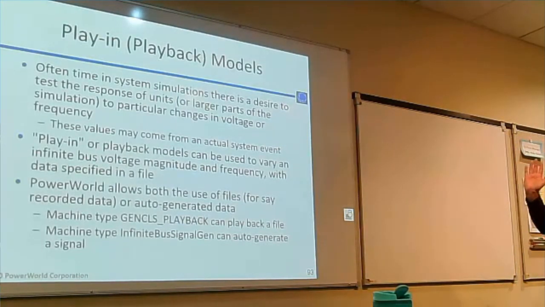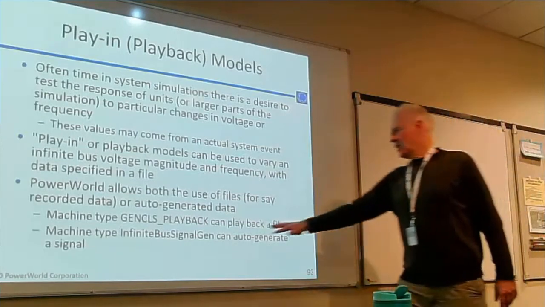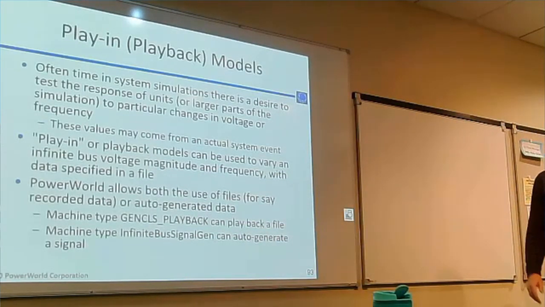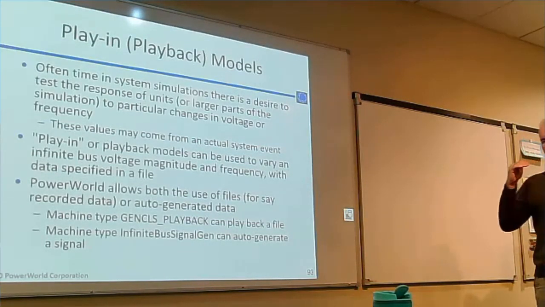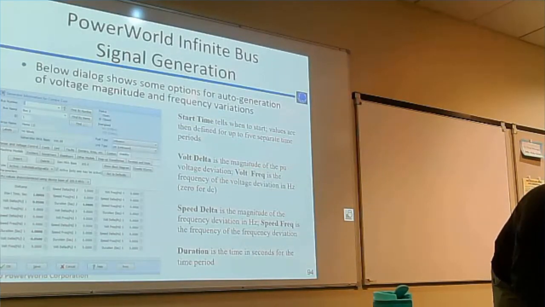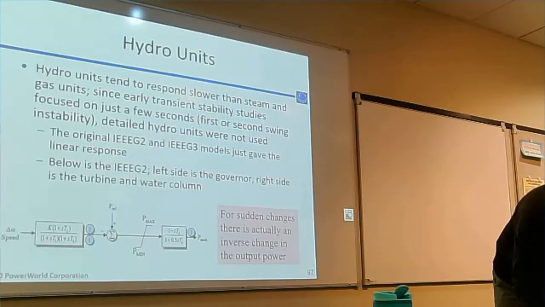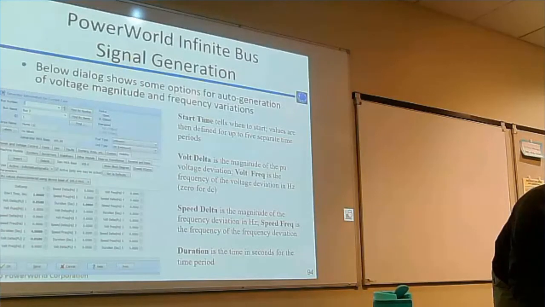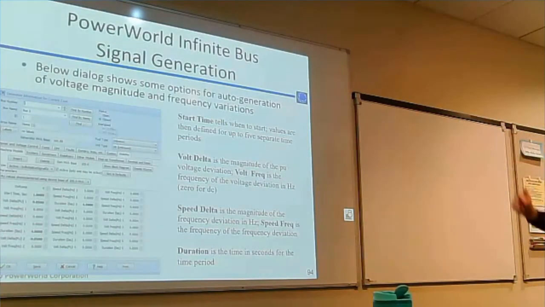One of the things that I'll talk about right now is the idea of having a play-in model. Often in system simulations, we'd like to test a particular response, and it helps if you can set it up so you can play in a particular response. PowerWorld allows you to use files where you can play in maybe recorded data and modify your system as though you had recorded data in it. We also have a model type called the infinite bus signal gen model that lets us auto-generate a signal. And when you auto-generate a signal, that can be quite useful in testing your system response. Tom uses it to intentionally play in an oscillation. Yeah, I'll show you that in just a second.